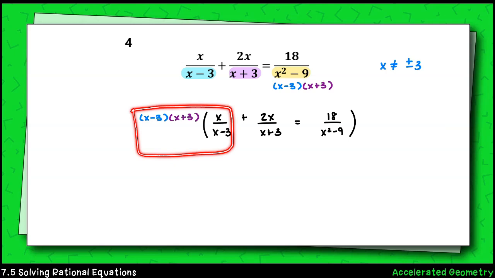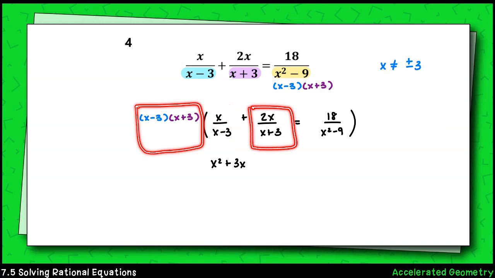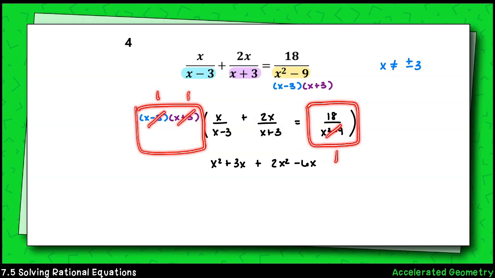Alright, we'll go one term at a time. For the first term, the blue factor, x minus 3, will reduce to 1, so that leaves just x plus 3 times x, or x squared plus 3x. For the second term, the purple factor, x plus 3, will reduce to 1, so that leaves x minus 3 times 2x, or 2x squared minus 6x. For the right-hand side, we have both factors in the denominator, so this will reduce to just 18.